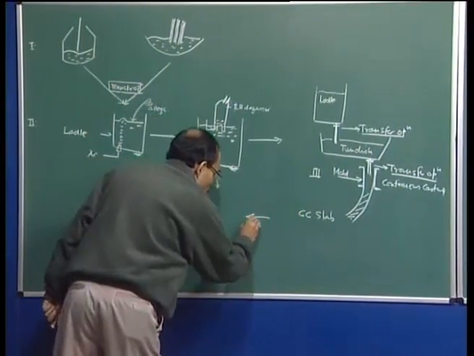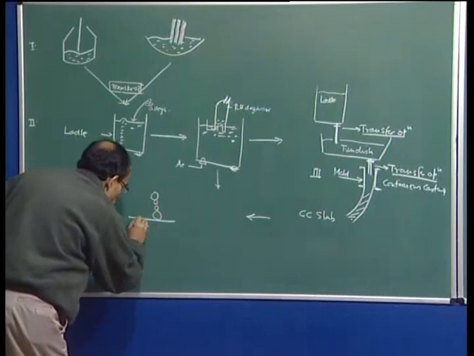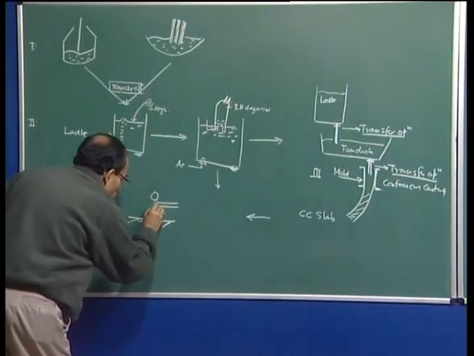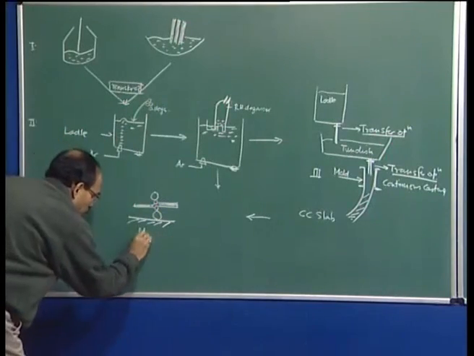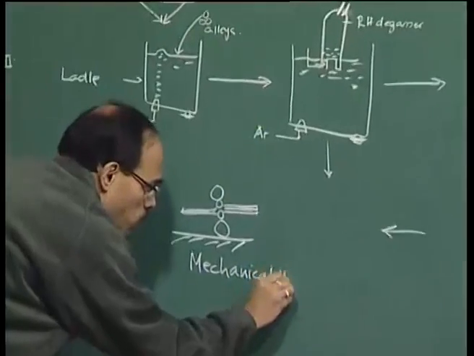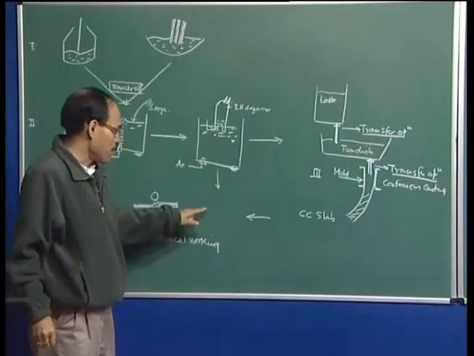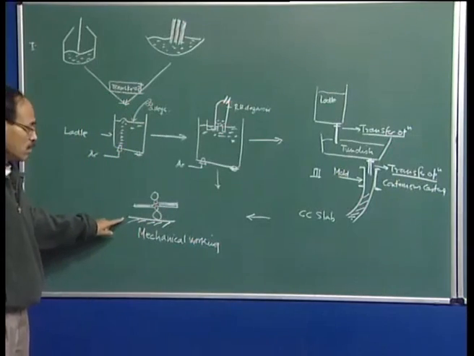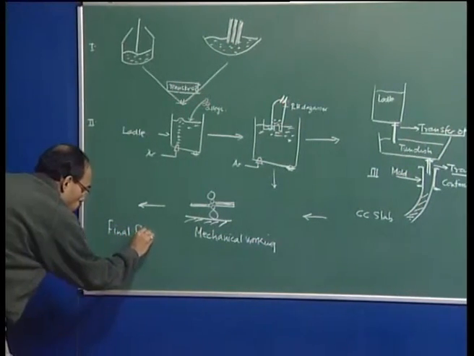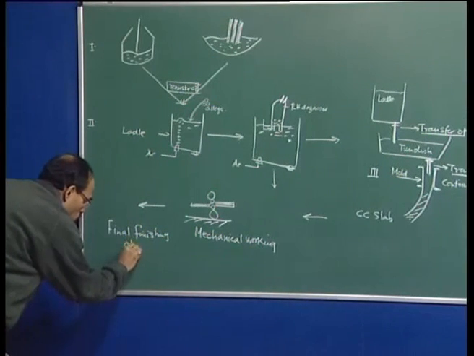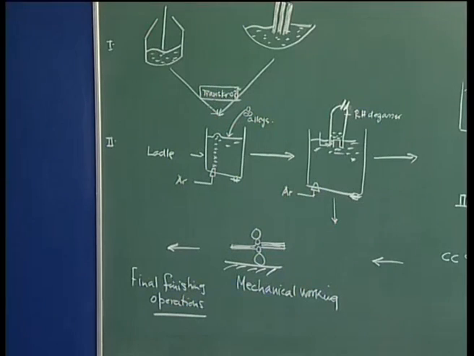And then comes the final stages, which are the mechanical working processes. So we have rolling mills, so mechanical working, and we can have continuously cast slabs put into reheat furnaces, put into soaking pits, rolled, galvanized. We have a final finishing operation. So, this is the overall broad view.